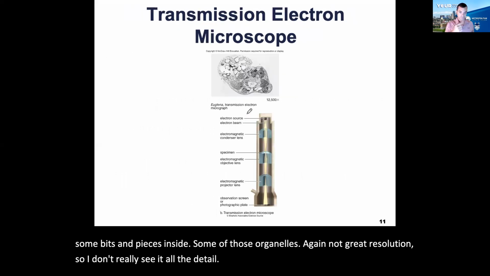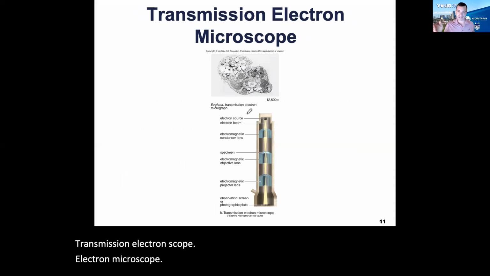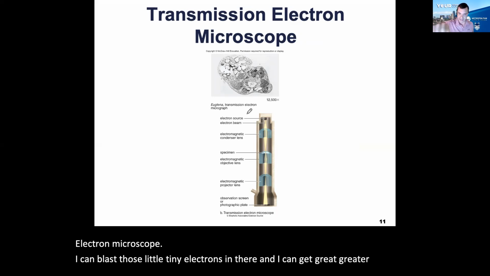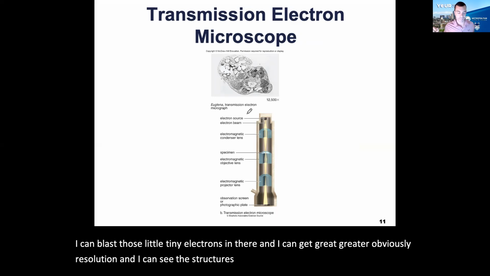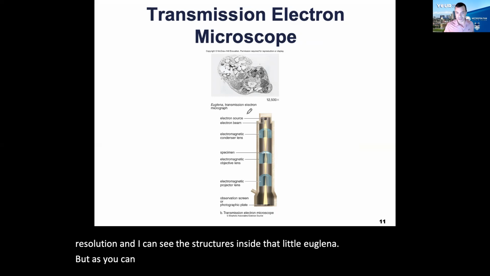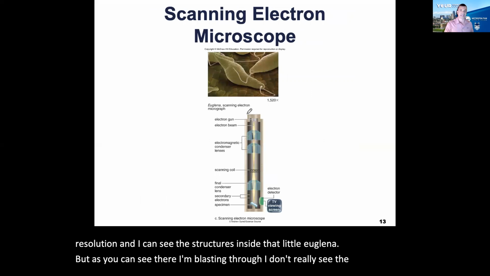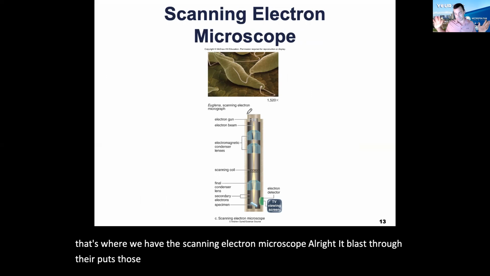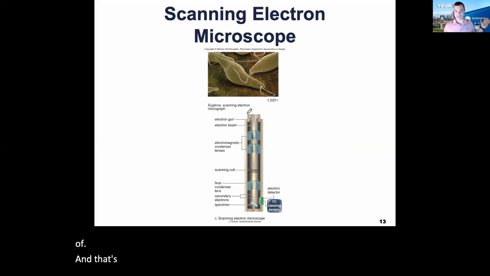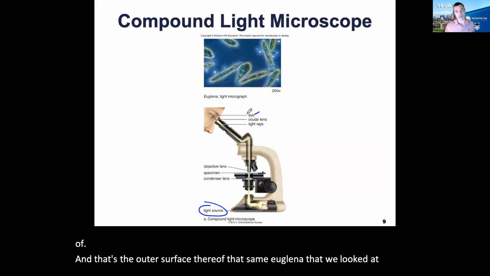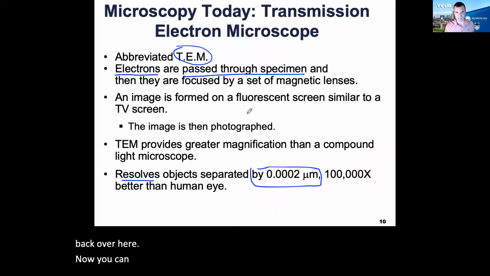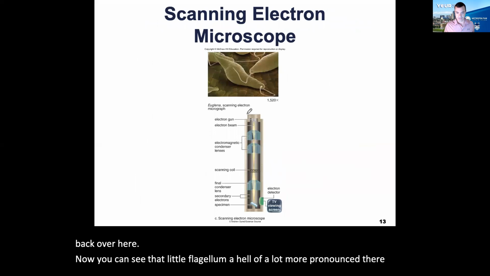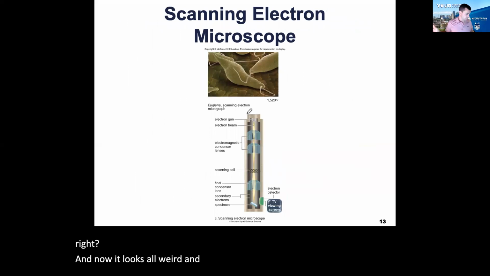Transmission electron microscope, I can blast those little tiny electrons in there and I can get greater, obviously, resolution. And I can see the structures inside that little euglena. But as you can see there, I'm blasting it through. I don't really see the surface. And that's where we have the scanning electron microscope. It puts those electrons through the specimen, puts it in a TV, and gets the image of the outer surface of that same euglena that we looked at way back over here. Now you can see that little flagellum a lot more pronounced there, right? And now it looks all weird and creepy. Ugh. Okay.